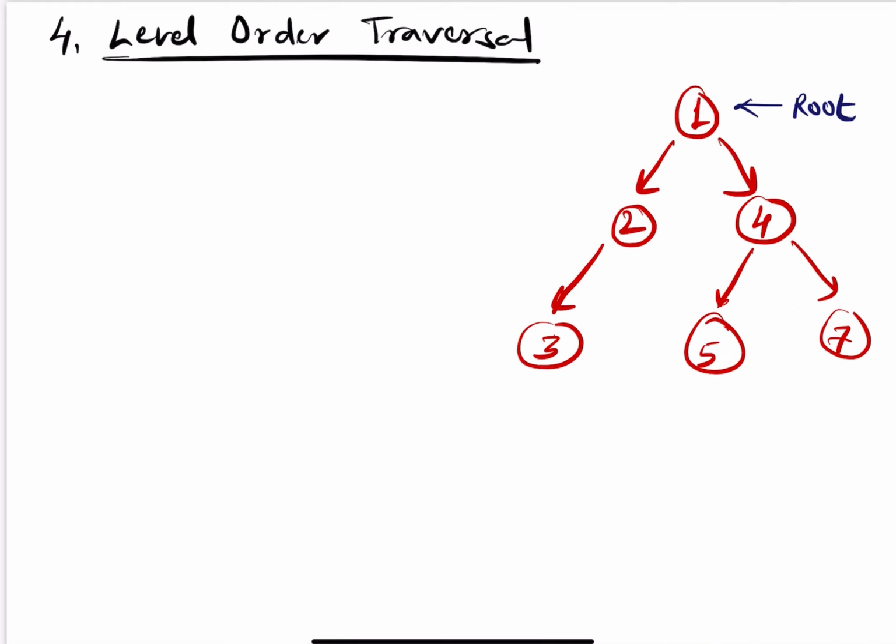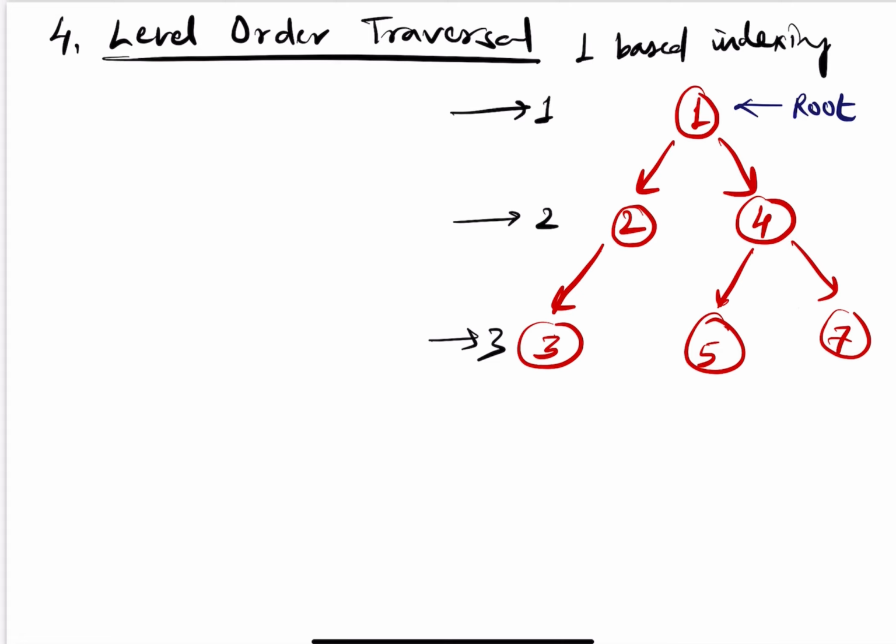Now it's time for level order traversal. In level order traversal, we generally traverse on the basis of levels. So how many levels are here in this particular tree? Level 1, level 2, level 3. We are considering one based indexing. Sometimes people follow zero based indexing as well.